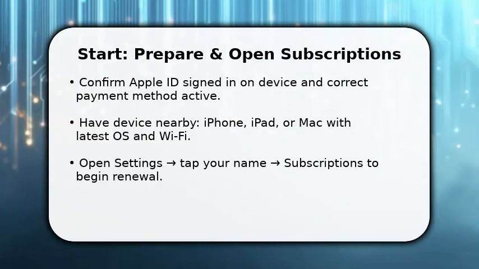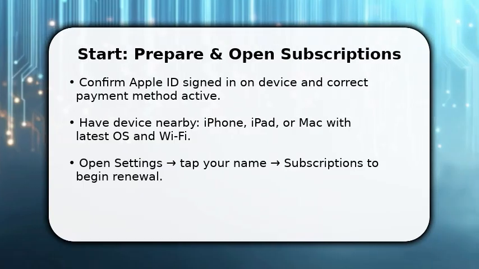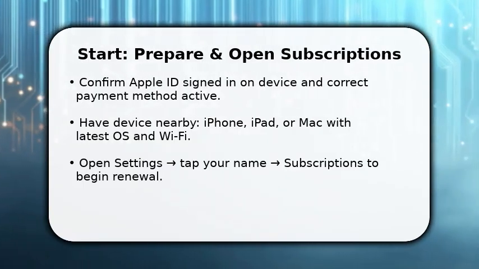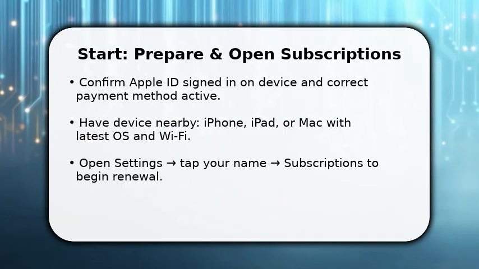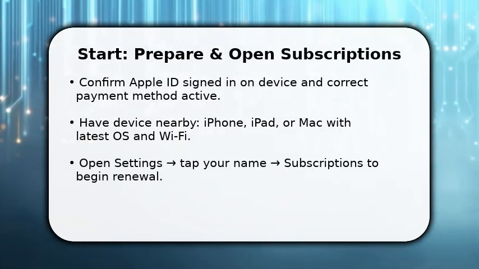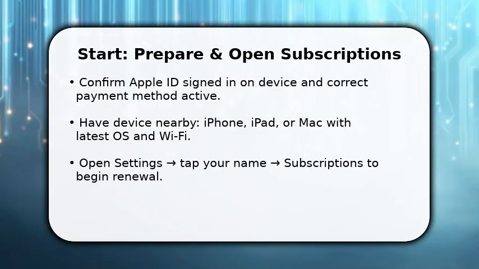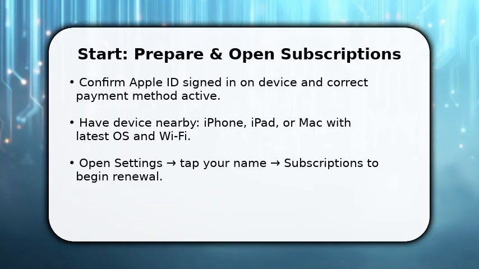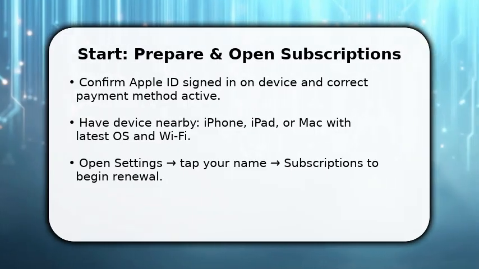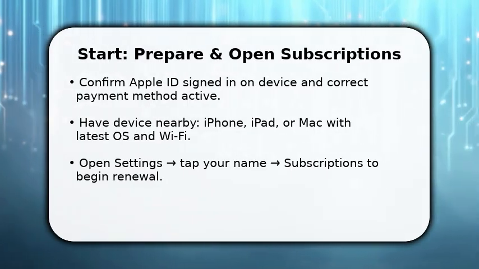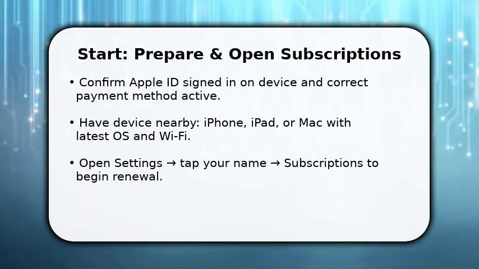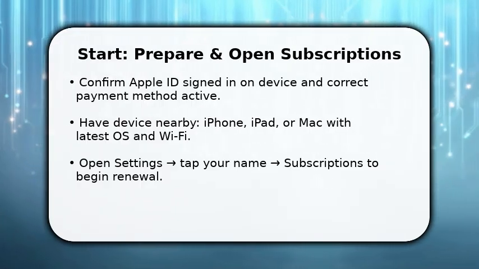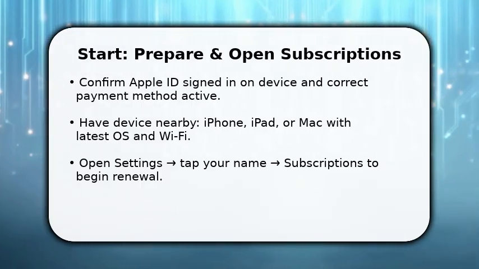You'll start by making sure your Apple ID and payment are ready. This prevents interruptions during renewal. Once done, unlock your device and open Settings, then tap your name. From there, tap Subscriptions to view active plans. You want to locate Apple One in the list right away. If you don't see it, check that you're signed into the same Apple ID used for the subscription. This first step gets you into the subscription manager so you can take action now.